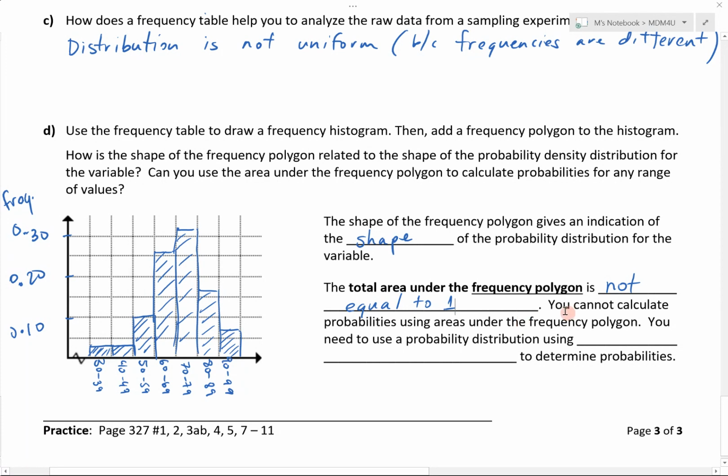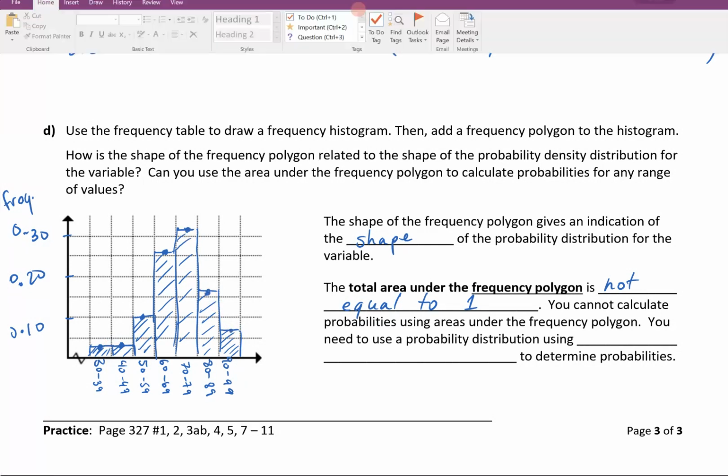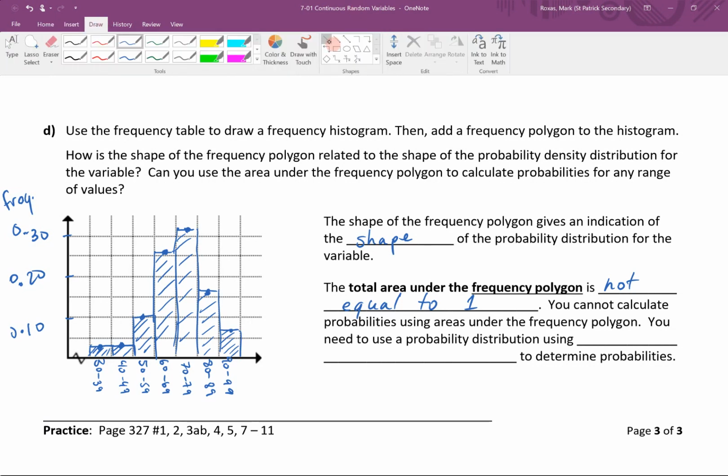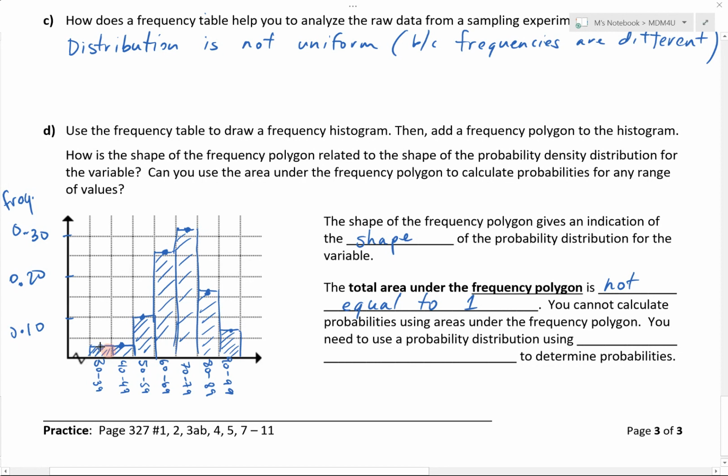I'm sorry, I'm mixing up something. The frequency polygon is not the graph. Actually, what I wrote here was correct. It's not equal to 1, but I didn't explain what the frequency polygon is. The frequency polygon is if you took the midpoint of every single interval and connect them by drawing a polygon. I'm just going to use straight lines here.